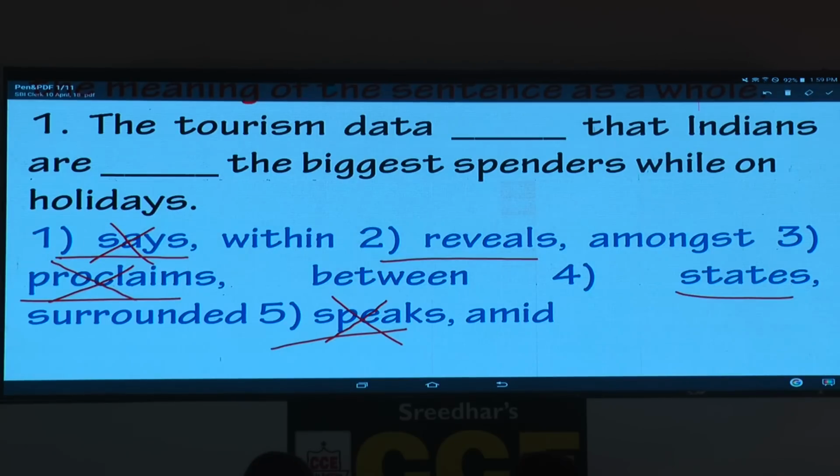When you use the word surround, surround is what? It is a verb. Surrounded takes the preposition by. Surrounded by someone, surrounded by something. So what does it mean? Based on the second word, we cannot consider surrounded.